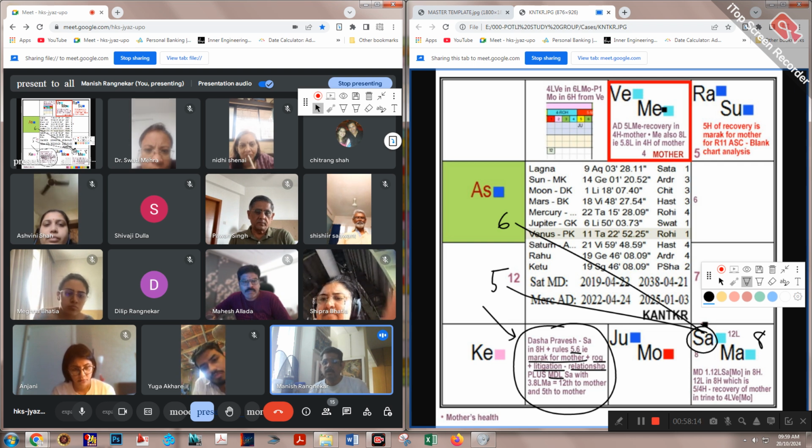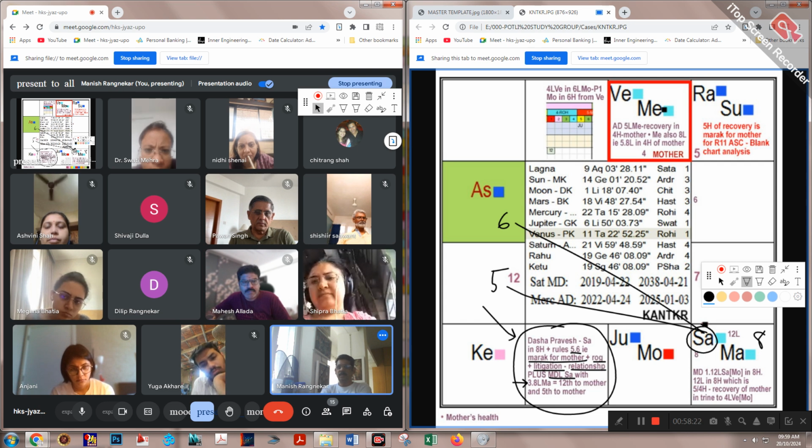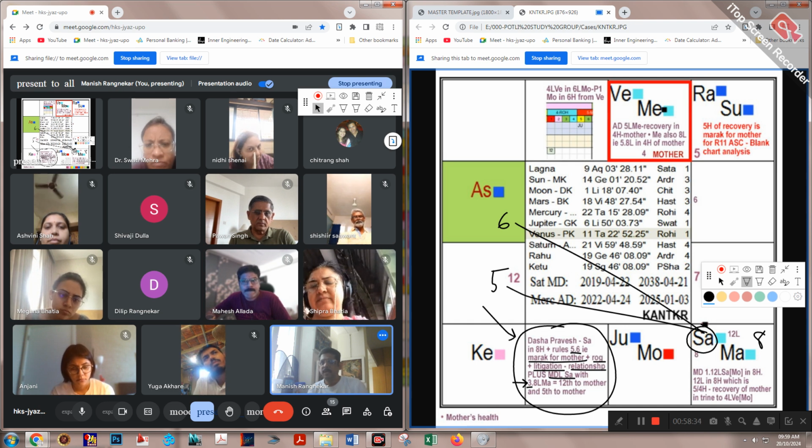Plus Mahadasha Lord Saturn is with the 3rd and 8th Lord Mars. Correct? So the 3rd is basically the 12th to the mother. Mother is 4th, so 3 becomes what? 12 to the mother. And 8th is all obviously obstacles, which is the 5th to the mother.